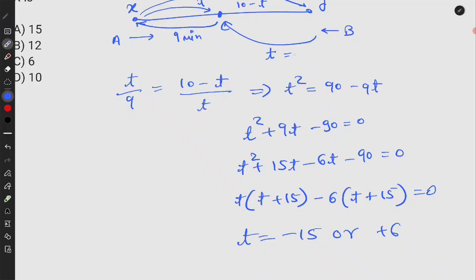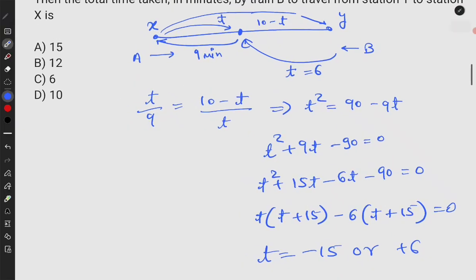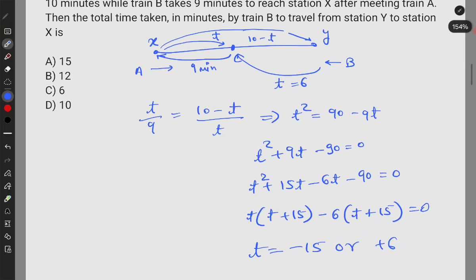Now this equals 6. So time taken by train B to reach A will be 6 plus 9, 15 minutes. Option A would be the right choice. Let's move to the next question now.